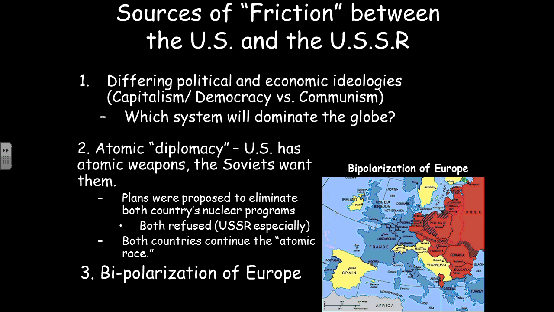So, sources of friction: reasons why the United States and the USSR, who have just spent four-ish years being pretty profitable allies, are going to decide that the whole allies thing is not for us, and instead we are going to be mortal enemies for the next 50 years. Reason number one is just our differing ideologies. We believe very strongly by this point in a capitalistic economy and a democratic government, or a republican government, however you want to say, as the best way for our country and the world to function.